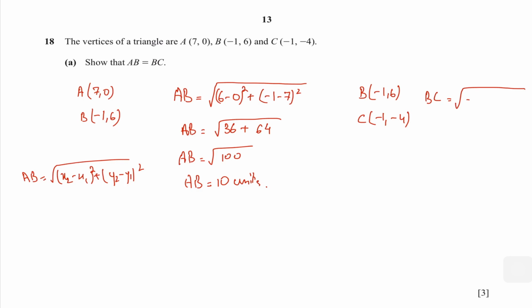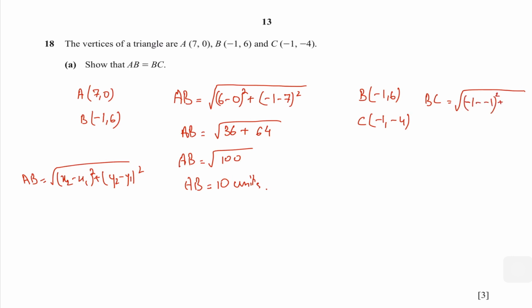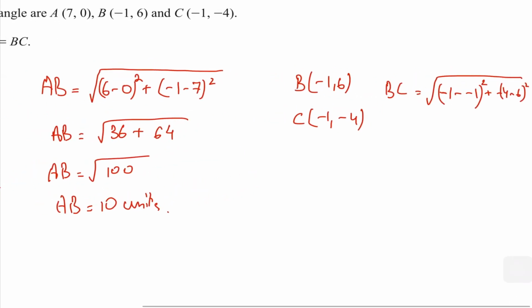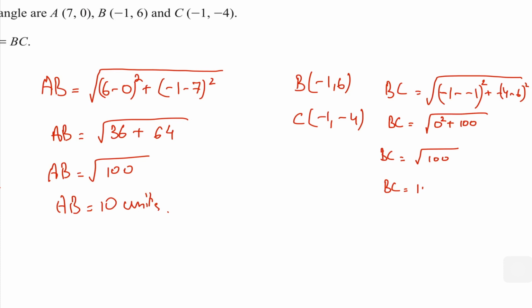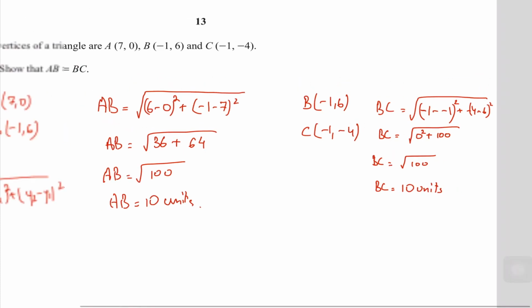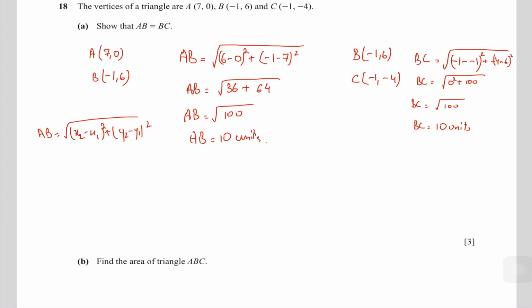So this is what we're going to do: minus 1 minus minus 1, the whole thing squared, plus, and I'm running out of space, so minus 4 minus 6, the whole thing squared. Yeah, so the length is going to be minus 1 minus minus 1, actually this is going to be 0, so we're going to have 0 squared. Minus 4 minus 6 is going to be minus 10, and the square of minus 10 is going to be positive 100. So we can see where this is going. BC is square root of 100, and once we take the square root, it's going to be equal to 10 units. So we've shown that AB is equal to BC.